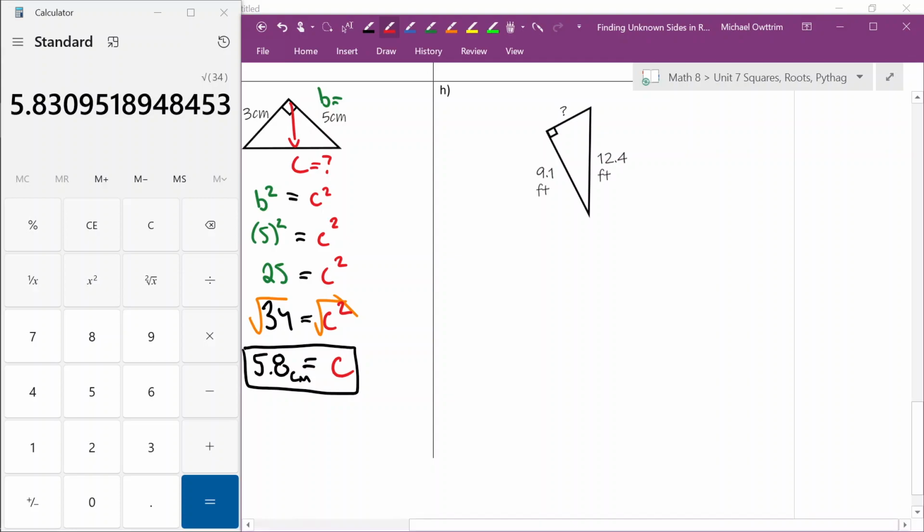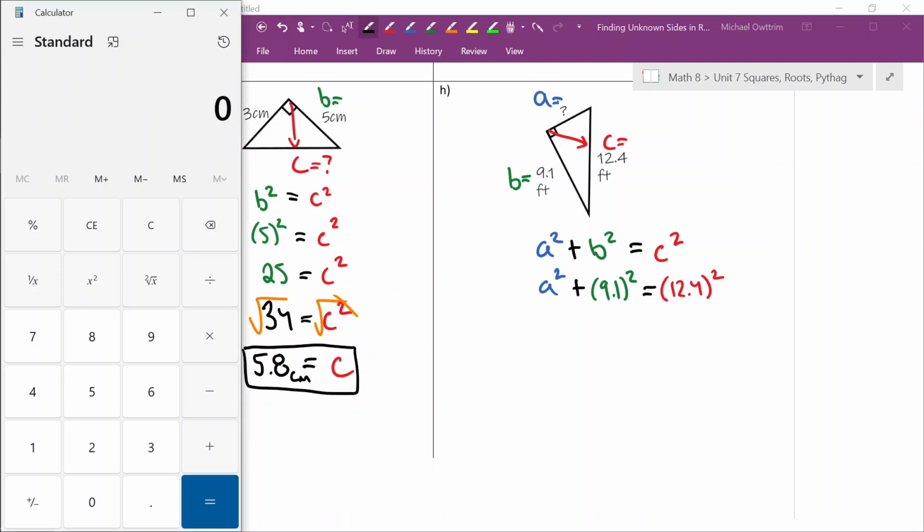Finishing up, we'll again label our sides. Draw your arrow through your right angle. The arrow points to side C, which in this case we do know. I like to make side A the unknown side in these situations, and that leaves side B to be 9.1 feet. Set up our equation that a squared plus b squared is equal to c squared. And we'll fill in our numbers where they go. A I don't know, so I'm going to leave it as a squared. B I do know is 9.1, and I need to square that. And on the other side, I know what c is, it's 12.4, and I need to square that.